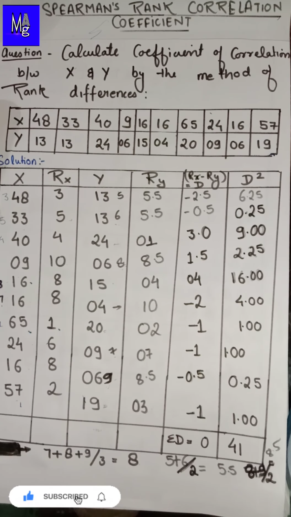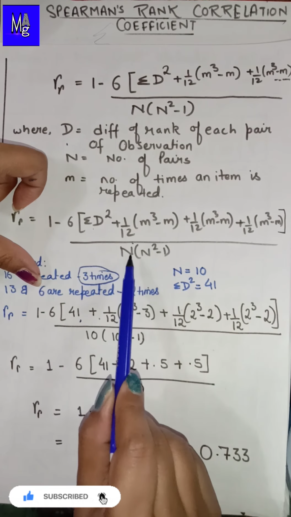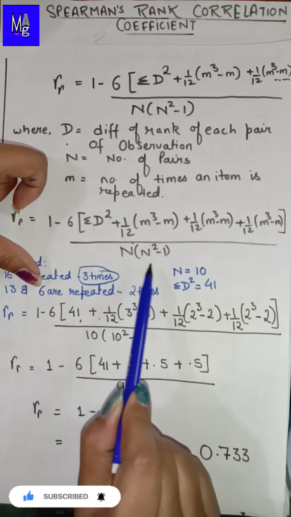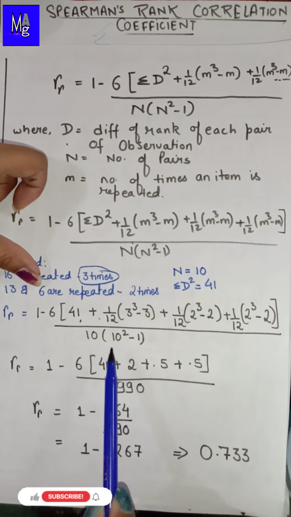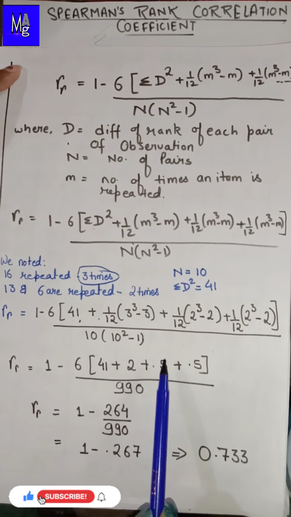3 cube minus 3. And the second value which has been repeated is 13, repeated twice. So m is 2, that means you have to write 2 cube minus 2. Then the next value which has been repeated is 6, repeated twice, so again it should be written 2 cube minus 2. So the substitution part is clear, and n we have already calculated, that is 10. This is how you are going to substitute the values.